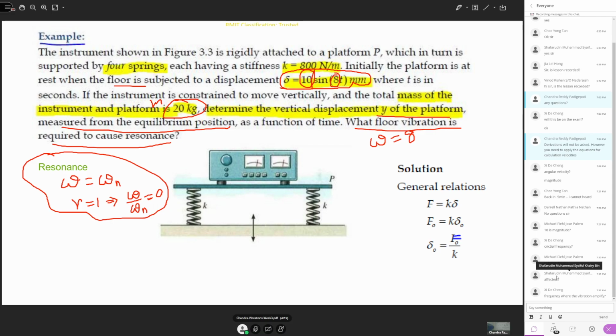All right. So now in this case, what we need to calculate is the response y of the system. We can write the spring force F as K into the displacement delta. Because this delta is varying with respect to the given equation, 10 sine 8t, the initial force F naught you can write as K into delta naught. So delta naught is equivalent to F naught over K. So delta naught is the initial displacement.